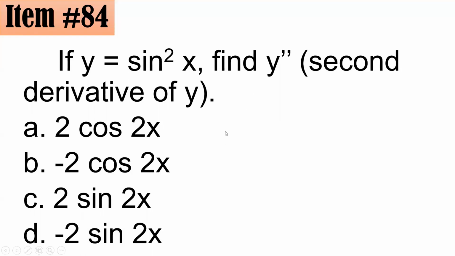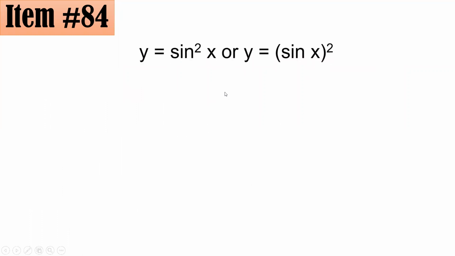All right. So from here, when we say second derivative, ito po yung derivative ng first derivative. So, dalawang beses po tayong mag-differentiate. So, if y is equal to sine squared x or y is equal to the square of sine x, parehas lang po sila. Iba-ibang itsura, but they convey the same meaning. Using the chain rule, y prime, the power rule po natin, no?